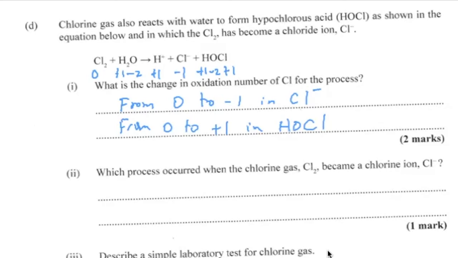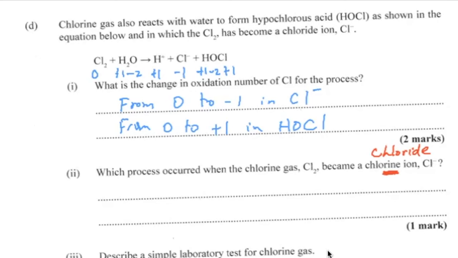Which process occurred when the chlorine gas became a chlorine ion? What's wrong with that statement? All right, so first things first, chlorine is an element. We would not say chlorine ion, so this should have been when chlorine gas became a chloride, CHLORIDE. The last part of the name should change to give us ide. We took off the last part and add the ide. So this should be the chloride ion.